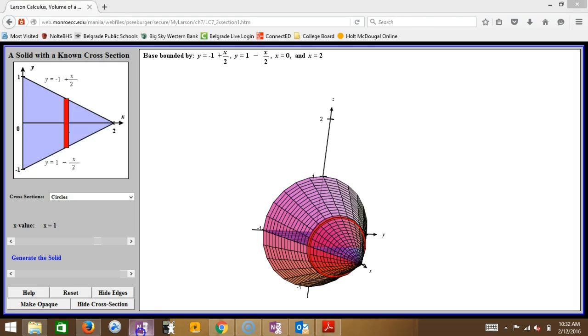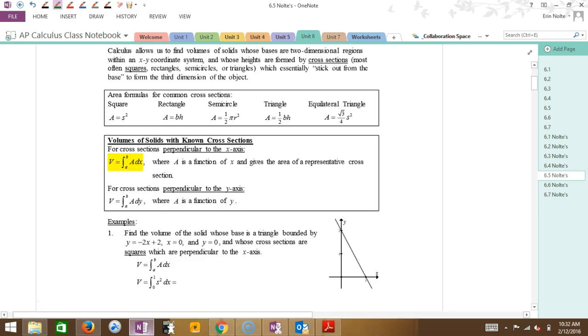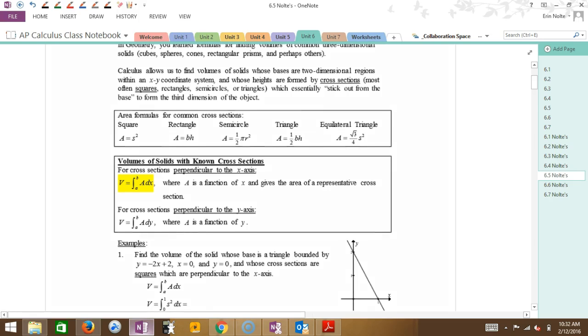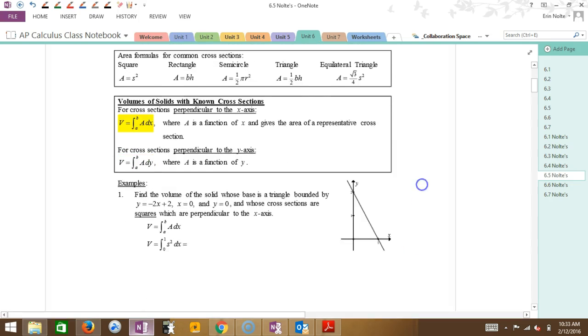Okay, so let's do this on here. Couple of formulas. I think you know all of them except maybe the equilateral triangle. So maybe take a quick look at that and absorb. Got it? All right, here we go.